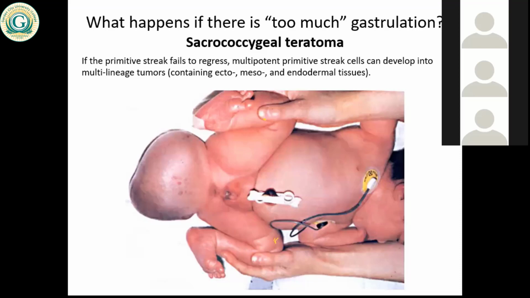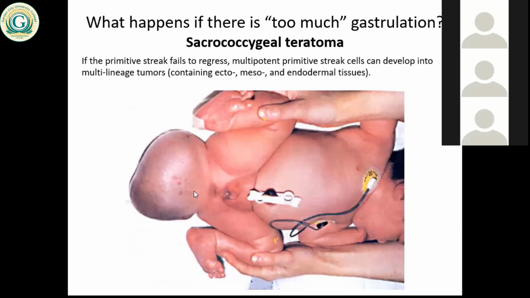And the body will align them at the caudal. So you are excess, you don't have anything to do. So they will get them here. So this is excess cells pushed to the caudal part of the baby, hence affecting the anal aspect a bit. Sacrococcygeal teratoma. Okay, good. So this is too much gastrulation.